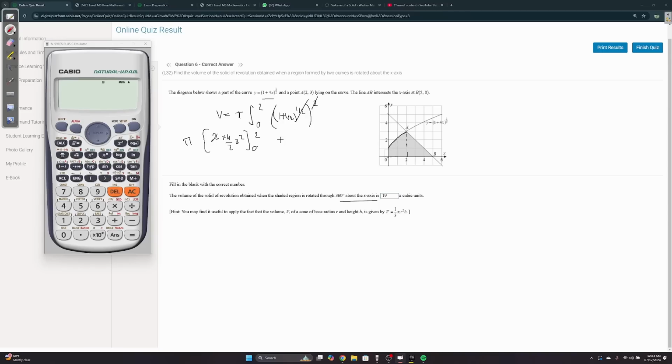You guys know it. I just sped up a bit. So it's going to be x plus 2x squared between 0 and 2. So let's substitute 2. You're going to get 2 plus 2 times 4, because 2 squared is 4, minus, now open brackets, 0. Okay, so you're going to get 10 pi.